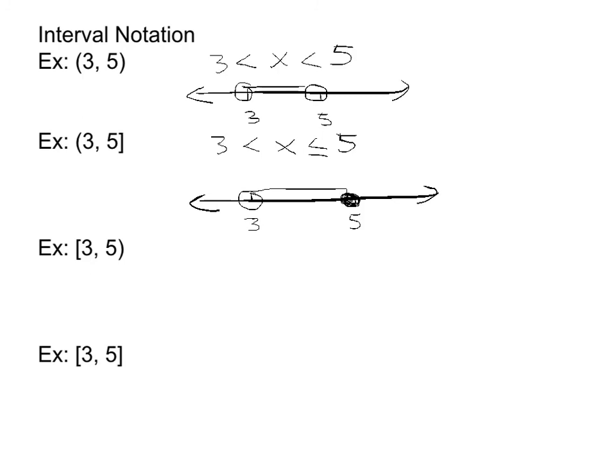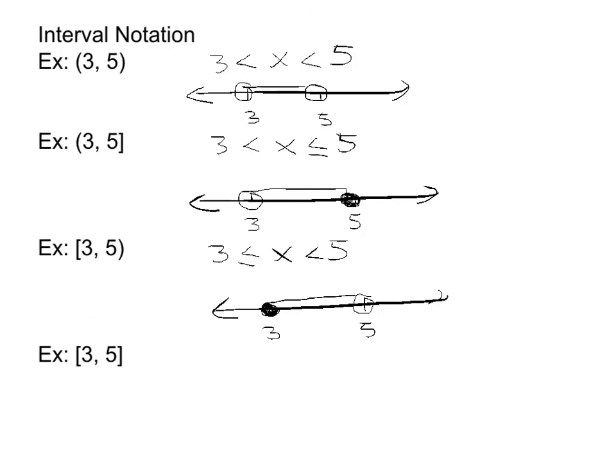Knowing this, the next example, with a bracket and a 3 and a comma and a 5 and a parenthesis, is going to be almost the same thing as above, isn't it? Except that 3 is going to be included in our solution. So if I rewrote this, it would be 3 is less than or equal to x, a number, which is less than 5. So, let's draw that little one. Can you guess what it is? We're going to have a closed circle on the 3. We're going to have an open circle on the 5 and all the numbers in between.